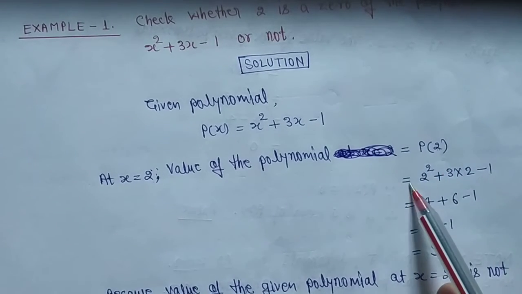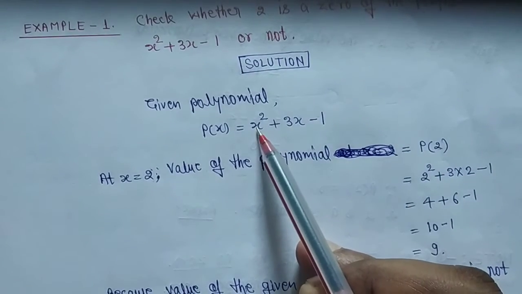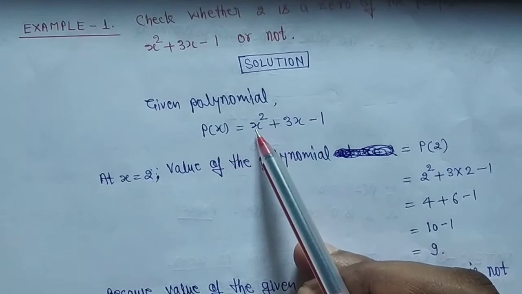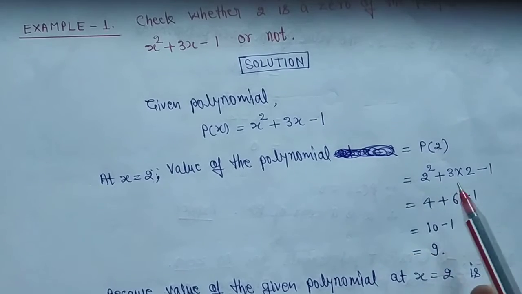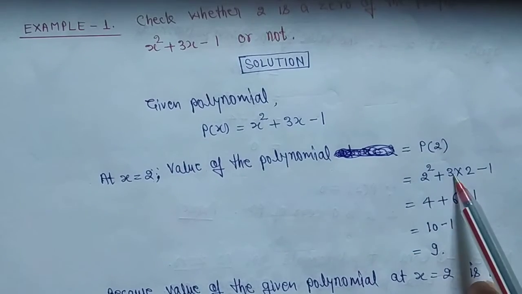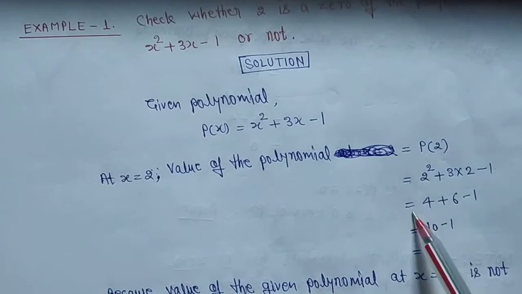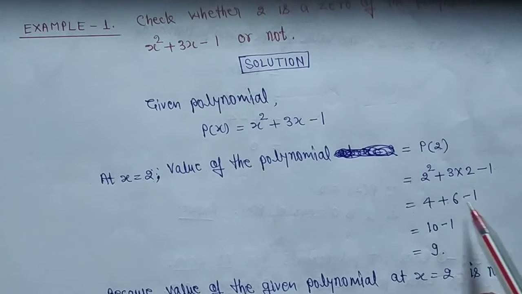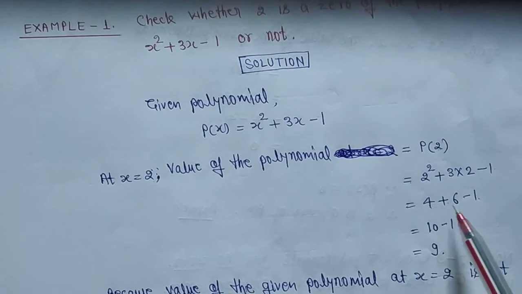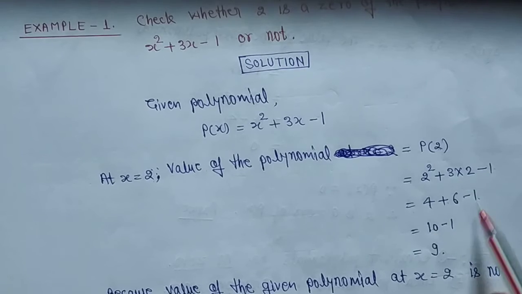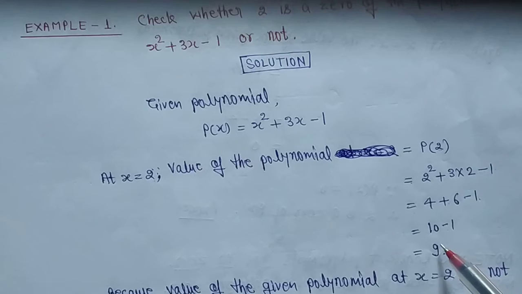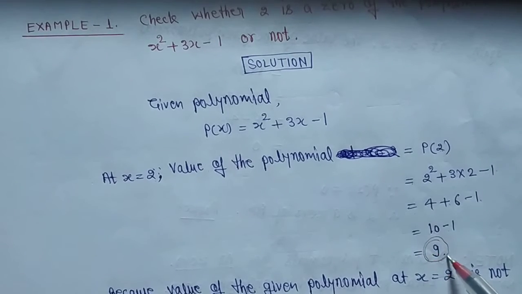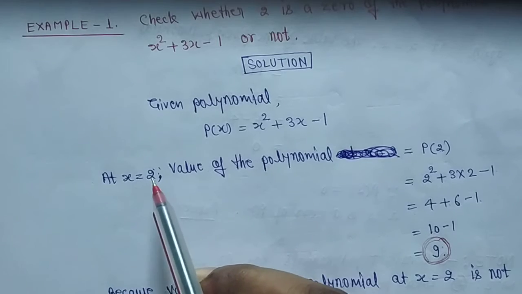Then p(2) is equal to, here we would put 2, then it will be 2 square plus 3 into 2 minus 1. So it is 2 square plus 3 into 2 minus 1, which is equal to 4 plus 6 minus 1, and 4 plus 6 becomes 10, and 10 minus 1 is equal to 9. This is the value of the given polynomial at x is equal to 2.